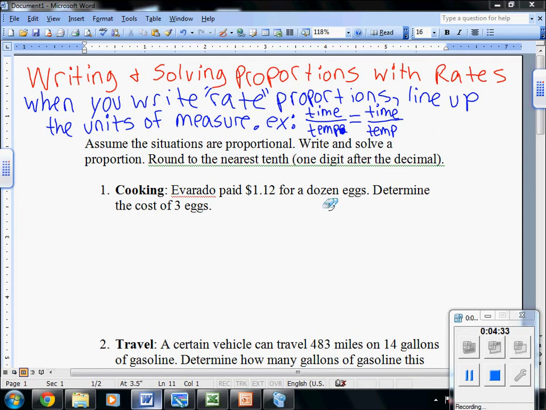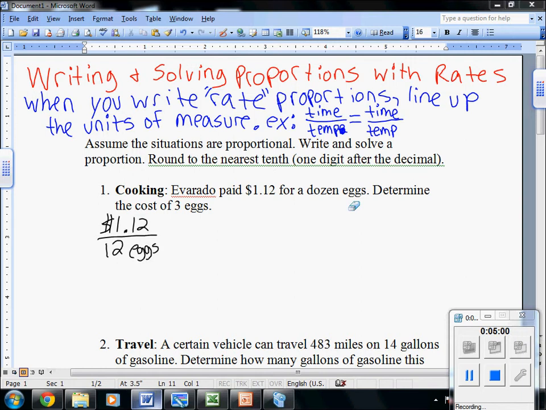Alright, so here's what we're going to do. They gave us a rate. $1.12 for a dozen eggs, or sometimes the words might use the word per, P-E-R. $1.12 per dozen eggs. So that is a rate. You can write that one of two ways. You could write it as $1.12 over 12 eggs. I'll even write eggs down there.